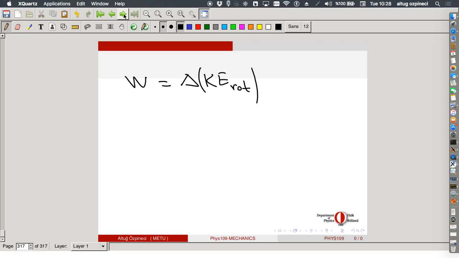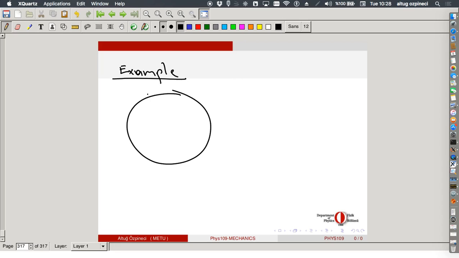Now let's do an example. We have our rigid body, which is our wheel. Now in this case, I will assume that the force is always tangent. It is a constant force, but since it's tangent, the torque will be constant. Let's say this is the z-axis. The total torque acting on my system, let's say it is T0 in the z direction. What is the power?